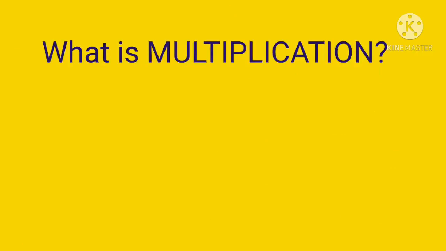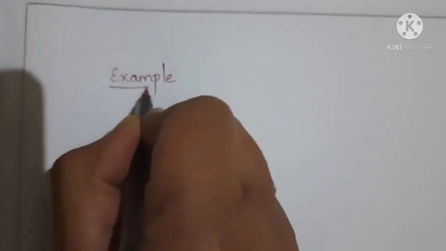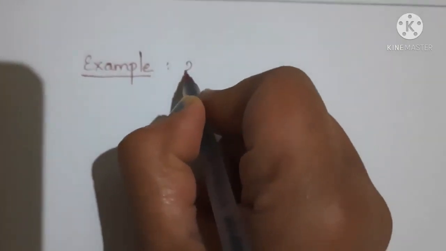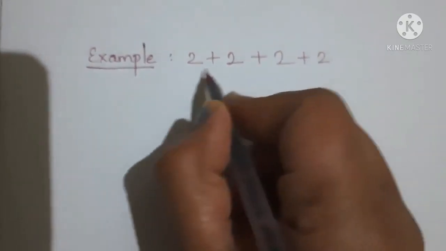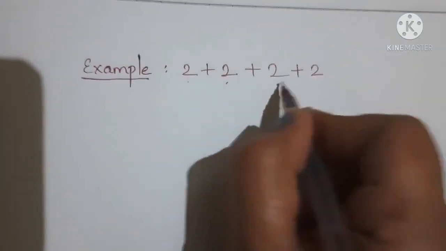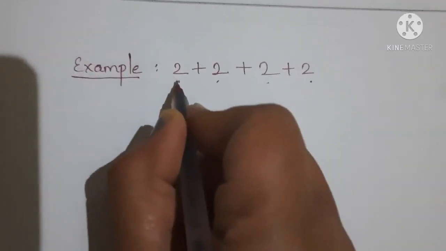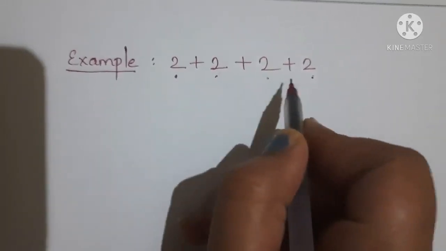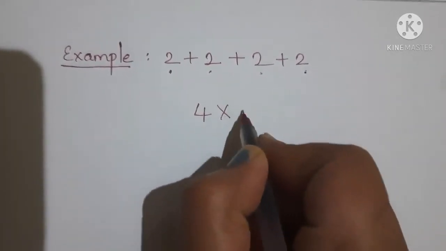Children, what is multiplication? Yes, multiplication is a repeated addition of the same number. For example, I am going to add number 2 four times. That is 2 plus 2 plus 2 plus 2. How many times am I adding? 1, 2, 3, 4. Now, this is a repeated addition of the same number. Which number? 2. Then how are we going to write this using the multiplication sign? We are going to write it as 4 multiplied by 2.